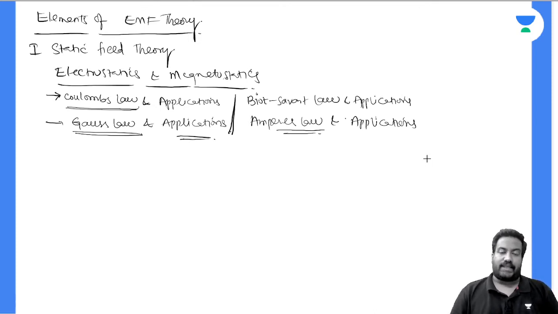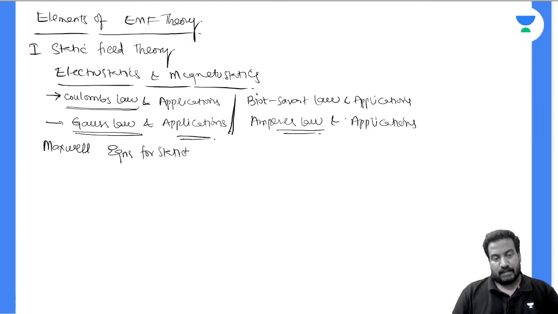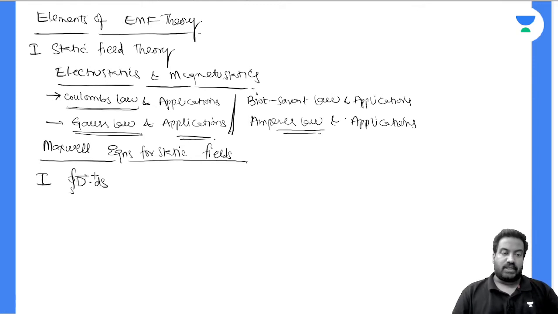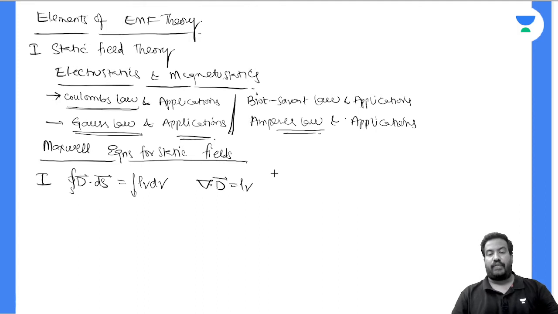So in electrostatics and magnetostatics put together, we have derived Maxwell equations for static fields. Maxwell first equation: closed surface integral of D dot dS is equal to volume integral of rho v dv. Differential form: del dot D is equal to rho v. This is Gauss law for electrostatics.